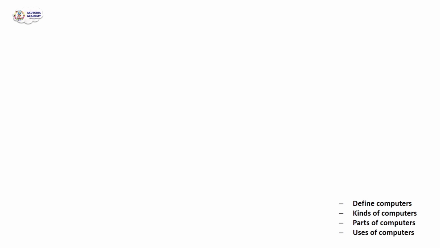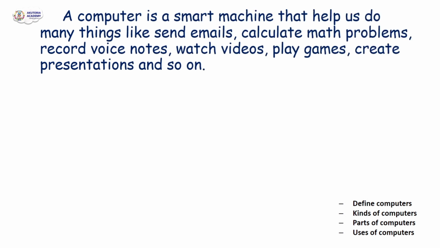We've introduced it. For our explanation, let's not forget that we said we were going to be defining computers, stating the kinds, the types, and the uses of computers. So you could start your second paragraph by saying, a computer is a smart machine that helps us do many things like send emails, calculate math problems, record voice notes, watch videos, play games, create presentations, and so on. Now, in this paragraph alone, you've been able to define computers and also state some of the uses of computers.